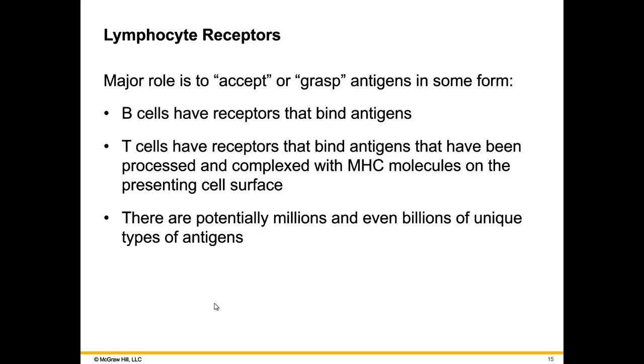So what's the role of these receptors, these MHC receptors and these CD markers? Their major role is to accept antigens in some way. B cells have receptors that bind antigens. T cells have receptors that bind antigens. With T cells, though, the antigens typically have to be processed with the MHC molecules and presented on the cell surface, and there are potentially billions of unique, different antigens.